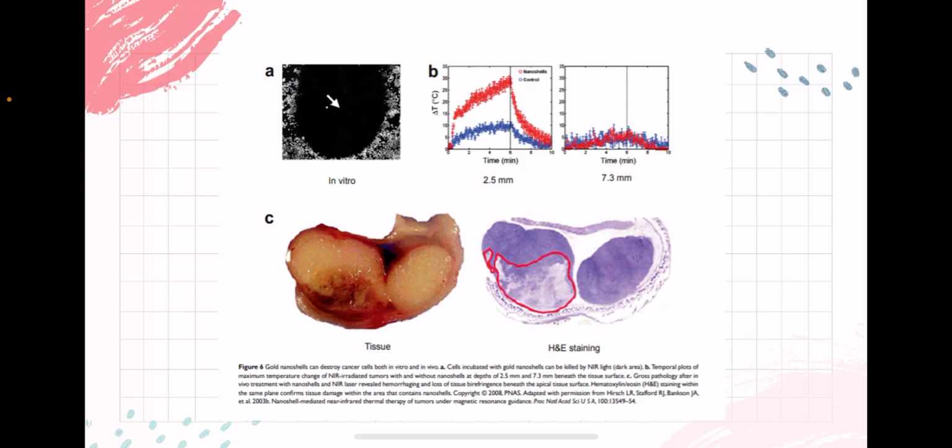Here is a picture of a gold nanoshell that can destroy cancer cells in both in vitro and in vivo assays.